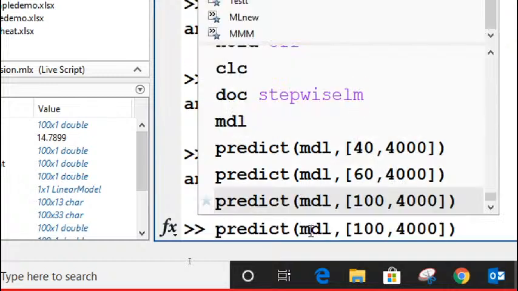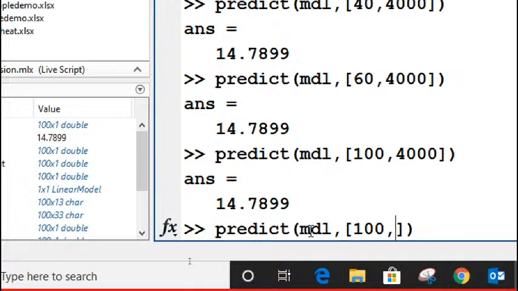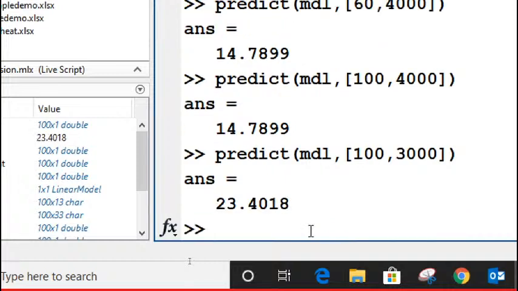Now my equation is dependent on weight. Let's say I am going to provide 3000, and you see that mileage is changed. This is the proof that we are showing, that my mathematical model is not dependent on the acceleration, but it is dependent on the weight only. So when I am changing the weight, then my output is also changing, and when I am changing acceleration, then my output is not changing in this case. Fine.